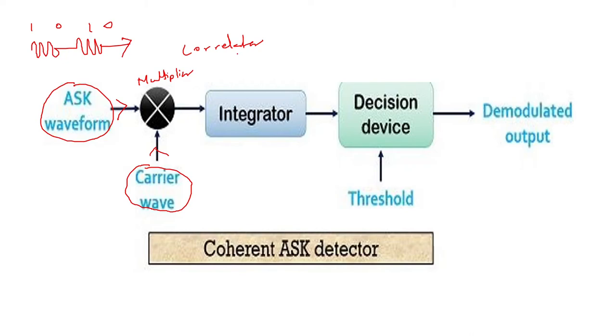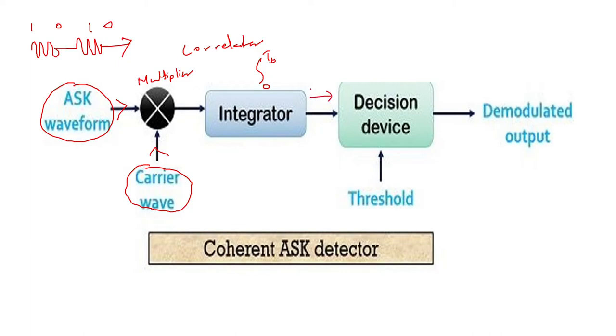The output of the multiplier is integrated over 1 bit period, say 0 to TB. Whatever output you get from the multiplier will be integrated for one bit period, that is 0 to TB. The decision device after that will take the output of the integrator.